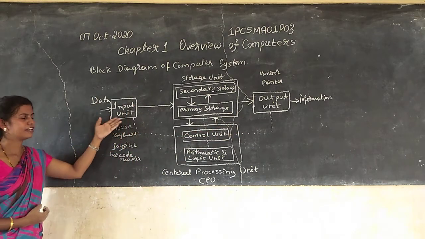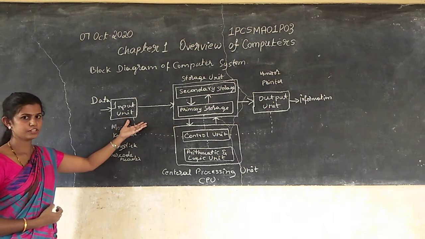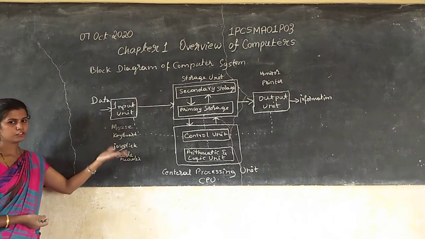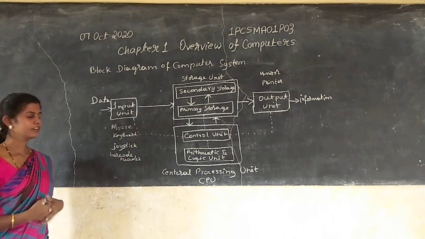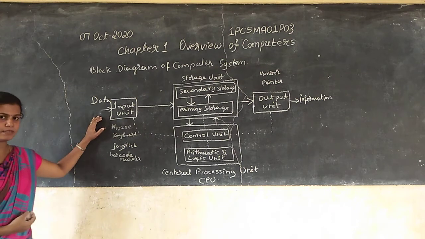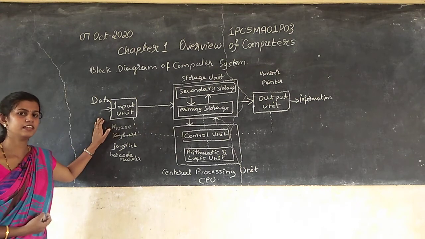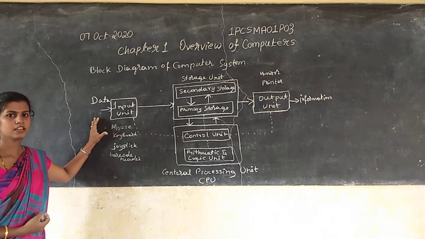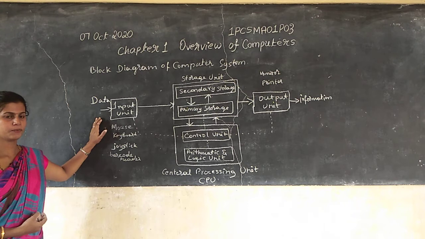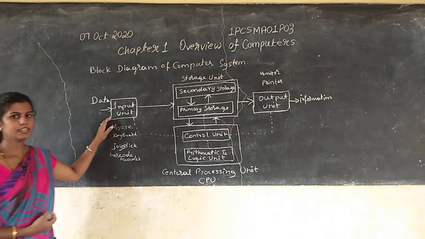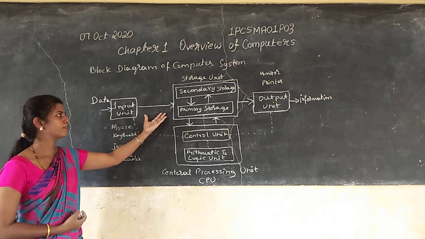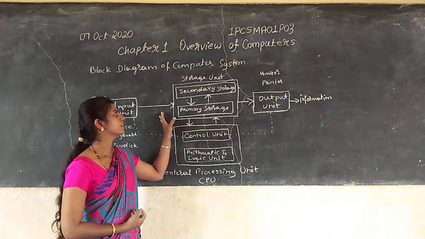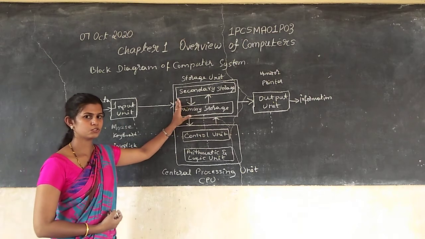The data is entered through the input unit by using some of the input devices like mouse, keyboard, joystick or barcode reader. The data is nothing but raw data, it does not have any specific meaning. It will be in the form of text, numbers, image, audio or video, and when you enter the data, it will be stored in the storage unit.